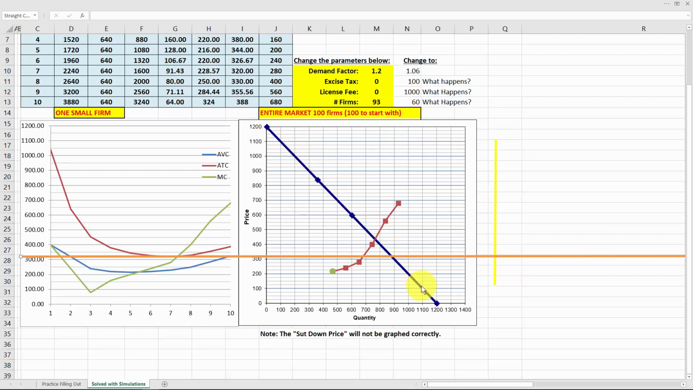After this product becomes more popular and the price goes up, we will see in the long run, over the next 3, 6, 9 months, it just depends how long it takes firms to organize and get into this industry, we're going to have more firms.